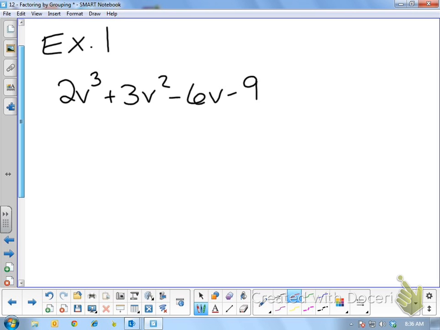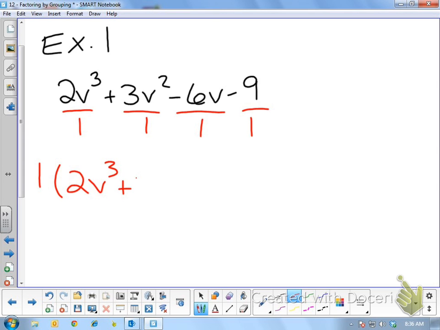And what do I always do first? Greatest common factor. I always greatest common factor first. It's a must. What divides into every single one of these? 1. So again, when it's a 1, I don't technically have to write it down, but I think it's nice to do it the same way every time for consistency's sake.